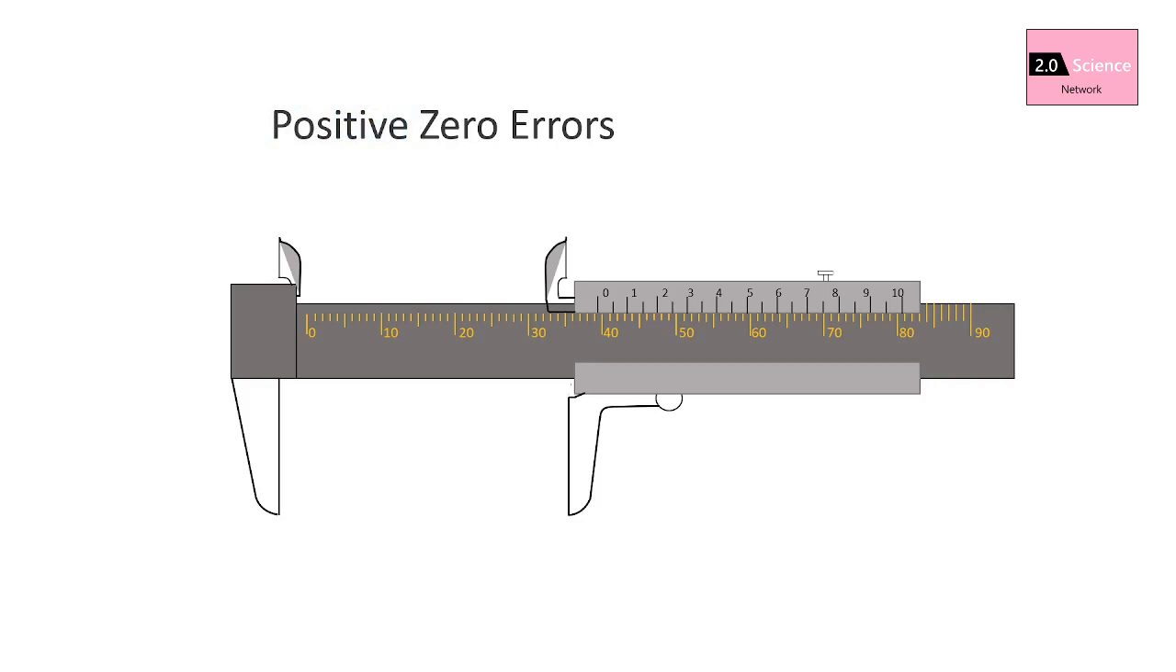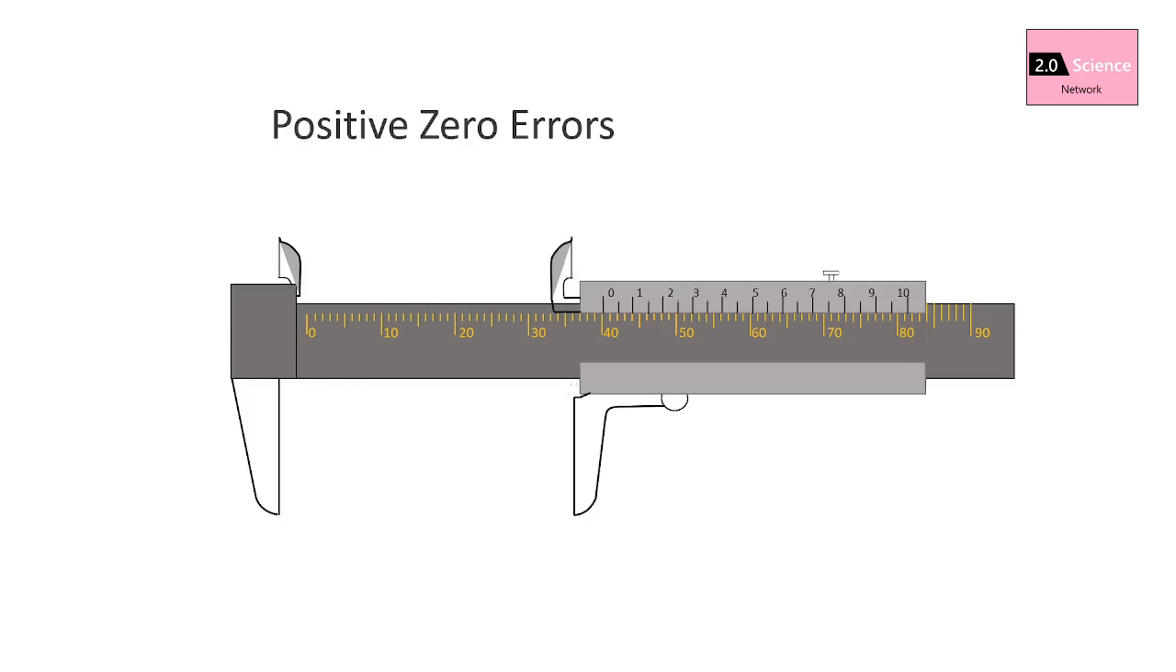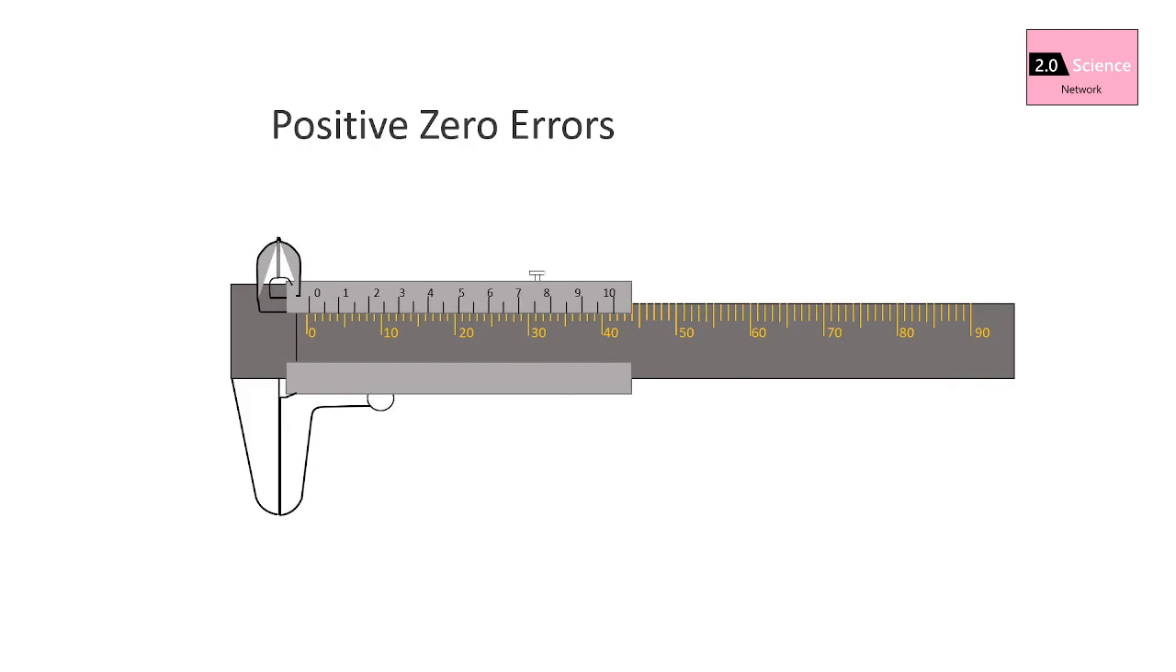Positive zero errors. In this case, the Vernier scale 0 stops at the right side of the main scale 0, because the moving elements of the Vernier caliper cannot move to the zero position. When we move the Vernier scale to the left towards main scale 0, Vernier 0 stops before touching main scale 0. This is positive zero error. It means when the static jaw and moving jaw are touching, the caliper displays a positive value.